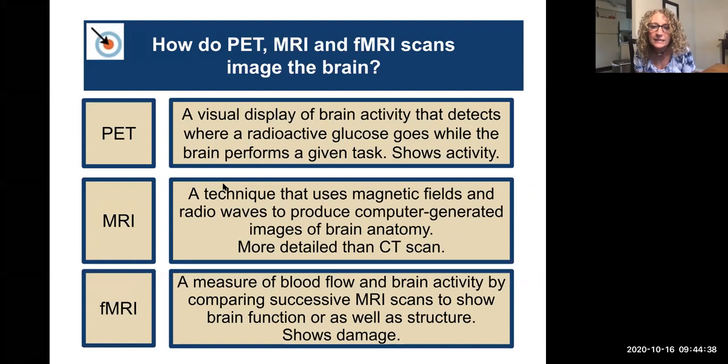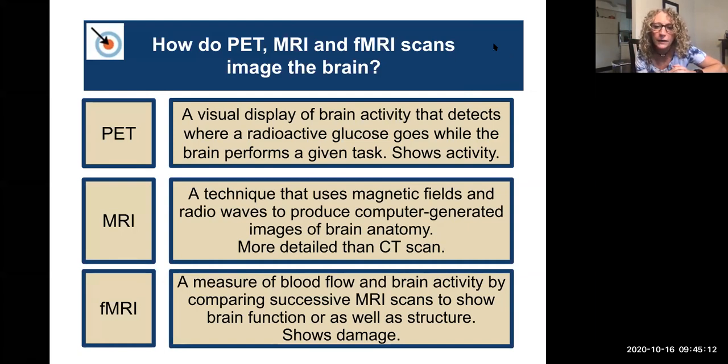The PET scan is looking at brain activity that detects where the radioactive glucose goes when you perform a task. So you would actually ingest something, and then they ask you to do different activities. When they look through the PET scan, it literally creates color visual images of where the activity is during that particular task. And I'll show you a picture of it in a minute.